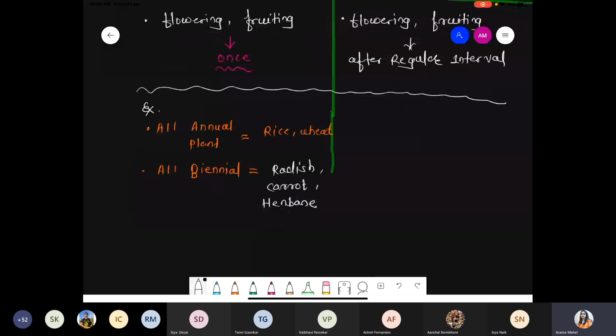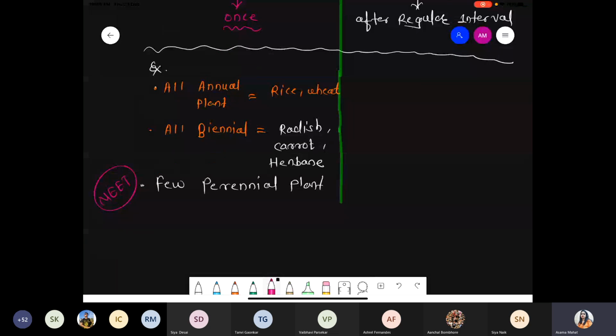And in this category, in case of the monocarpic, you have to remember a few perennial plants also. And one important question for the NEET, perennial plants means what? The plants that show slow but prolonged growth. And from this point of view, we take the example of bamboo species.